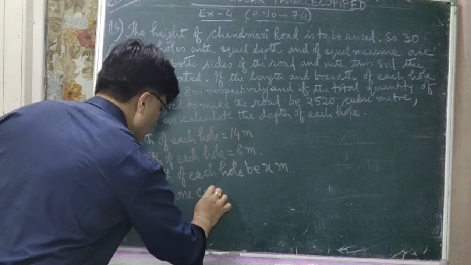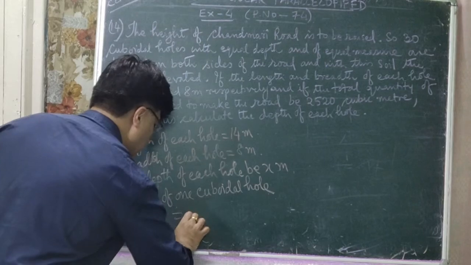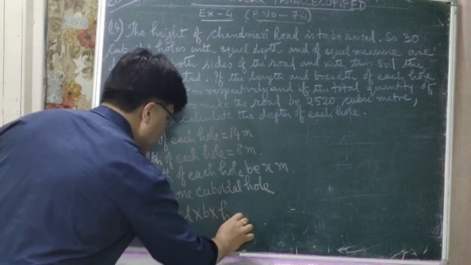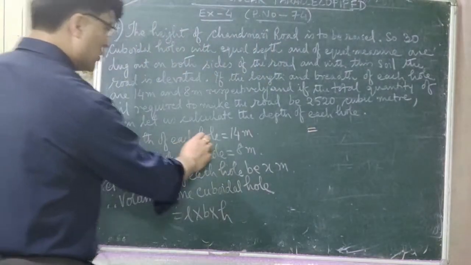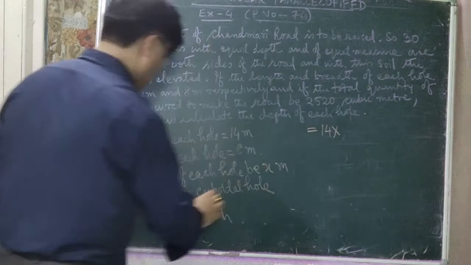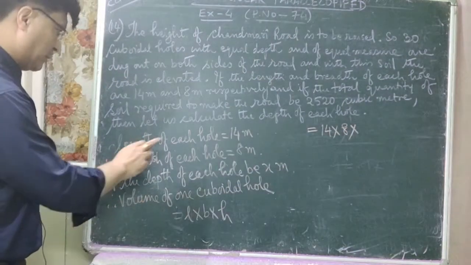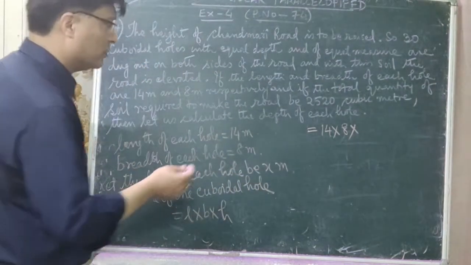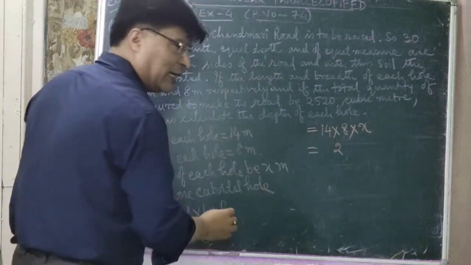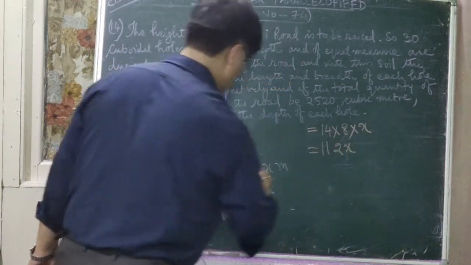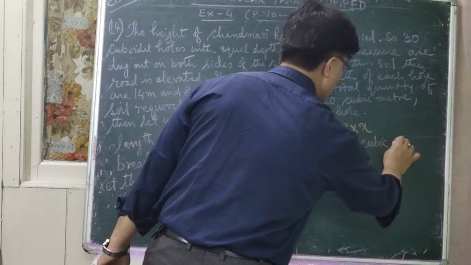one cubical hole. Volume of one cubical hole is equal to length into breadth into height. Is that clear now? So which is equal to, what is the length here? Length of each hole 14. What is the breadth of each hole? 8. And what is the depth of each hole? Depth of each hole is x. That is your height. Depth means height, x. So which is equal to, multiply it: 8 4s are 32, carry 3, 8 1s are 8, plus 3 is 11. 112x. What is the unit here? It is cubic meter.